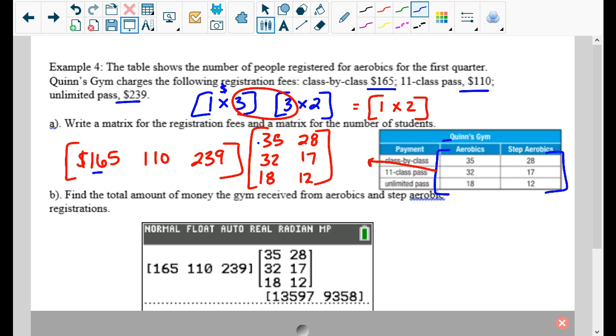Okay. So now this first number gets multiplied with the top, right? Second number gets multiplied here in the middle, and the last number gets multiplied down below, and that matches up. So you can see, here's my class by class, 11 class, unlimited. And they're going to multiply in that column straight down. Okay? So I can plug this into my calculator.